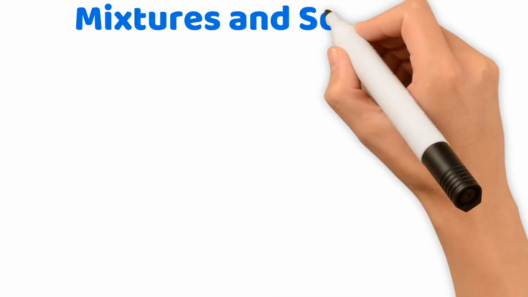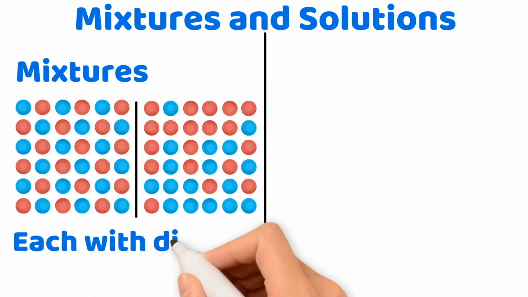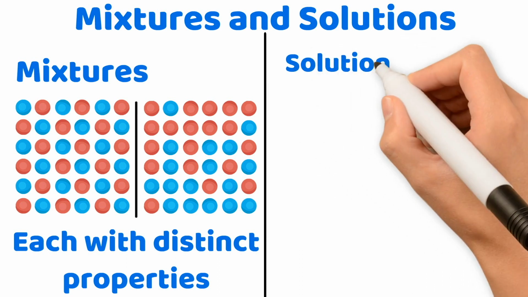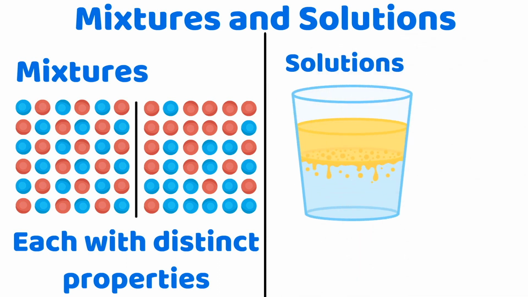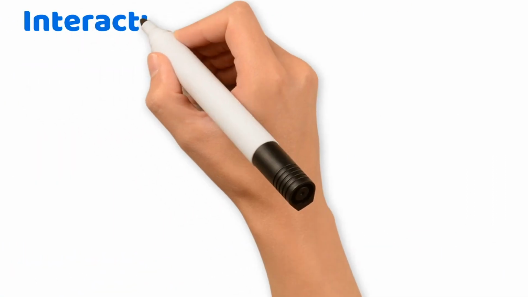Mixtures and solutions. Mixtures. These can be homogeneous or heterogeneous, each with distinct properties. Solutions. A type of homogeneous mixture where one substance is dissolved in another, crucial in various scientific and industrial applications. Interactions and states of matter.